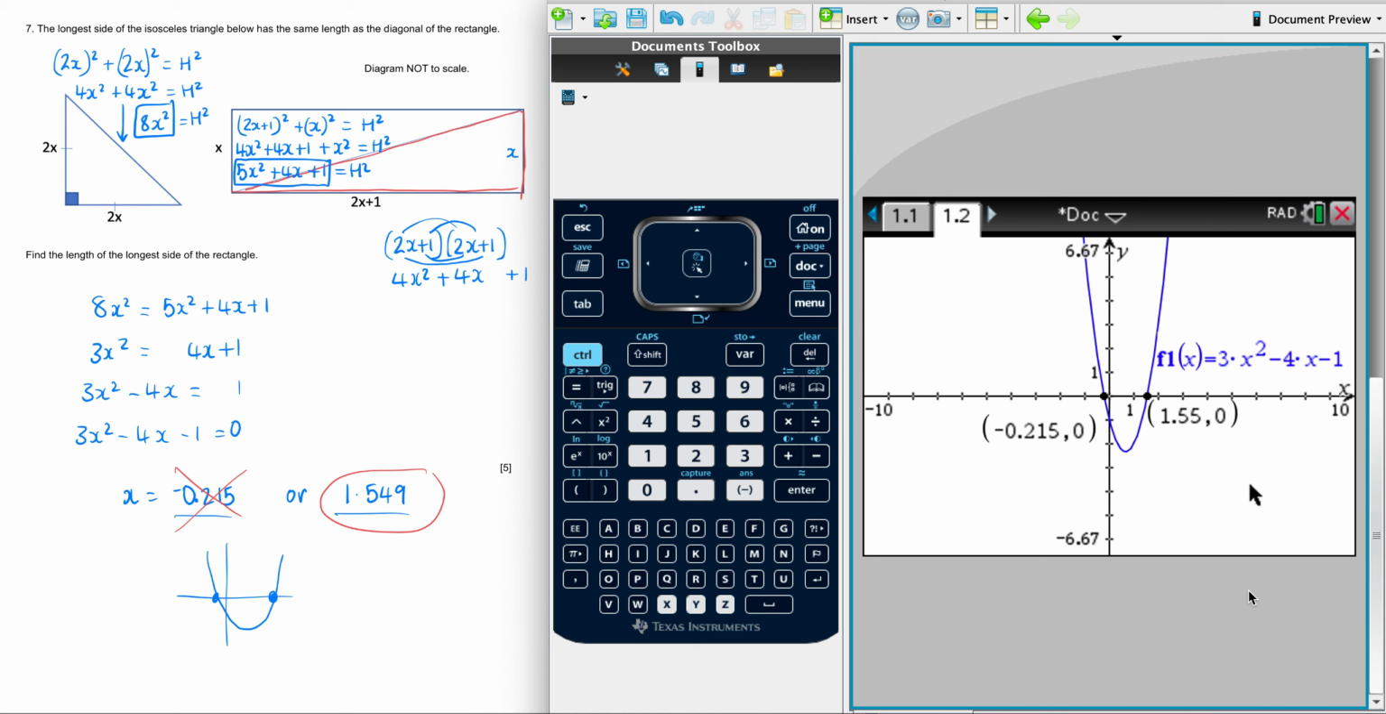But the final question was actually to find the length of the longest side, and the longest side is 2x plus 1, it's this bit here. So I'm now going to have to do 2x plus 1 with that value of x that I've just found. So 2 lots of x, which is 1.549, plus 1, and that gives me a final answer of 4.1 centimetres. So the longest side of the rectangle is 4.1 centimetres, which is the actual answer that we were looking for there. So 4.1 centimetres.